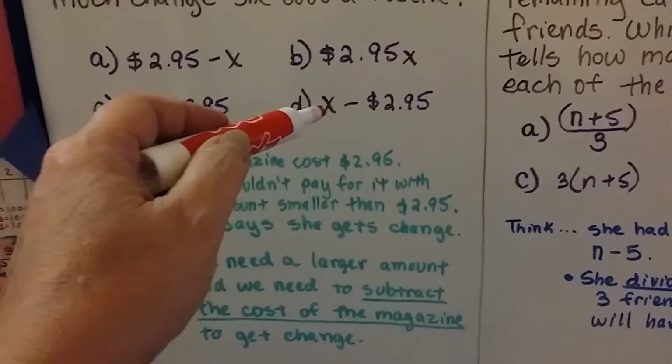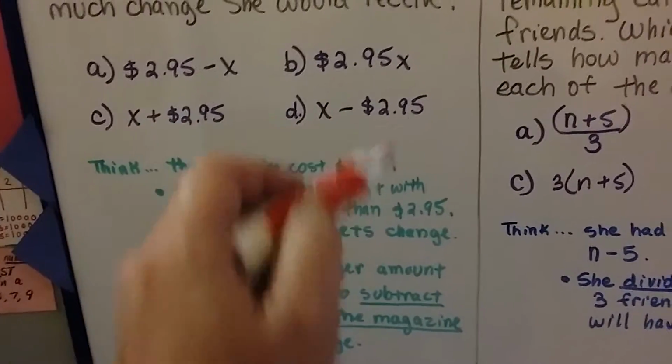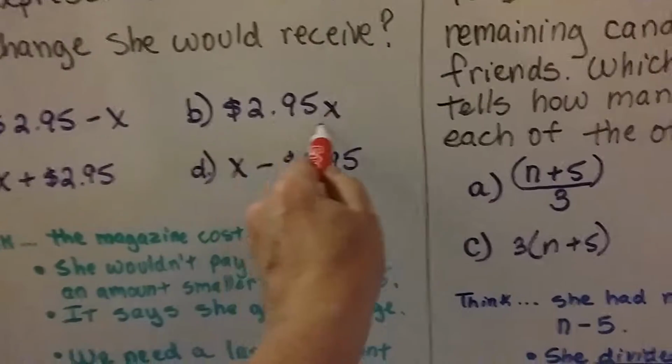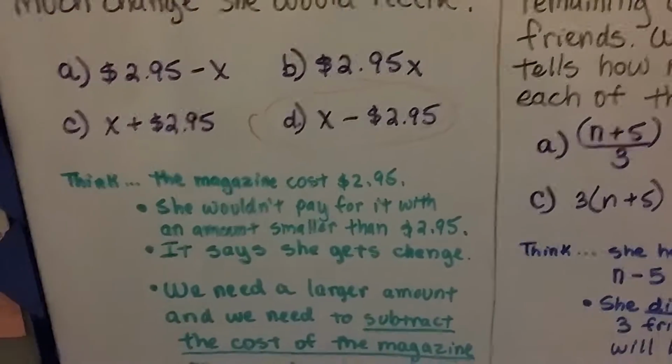If this was the amount she paid, we could subtract the cost of the magazine from that amount and she would get change. So this is the right answer. If this is the one you said, then you did a good job, okay?